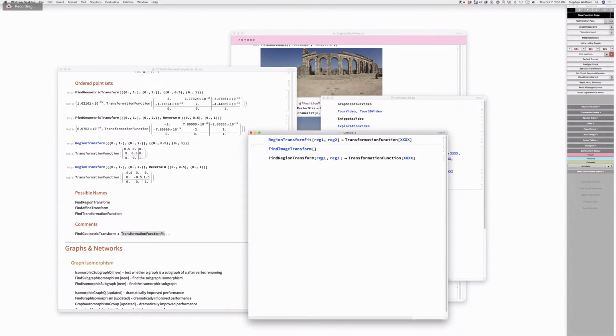In a different way. The difficulty is what find geometric transform does with points is kind of weird, right? It cares about the ordering. So I don't know if we want to preserve that functionality in region transform fit. No, that would not make sense. Do we have another function for regions? Do we have another function that basically does that behavior where you give it an ordered list of points, two ordered lists of points, and it tries to find the transformation? No.